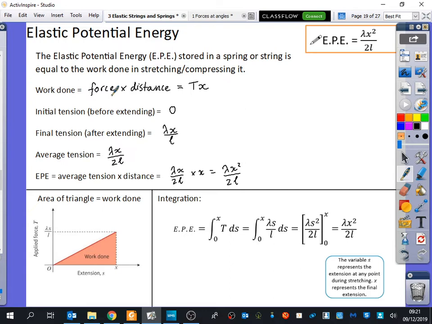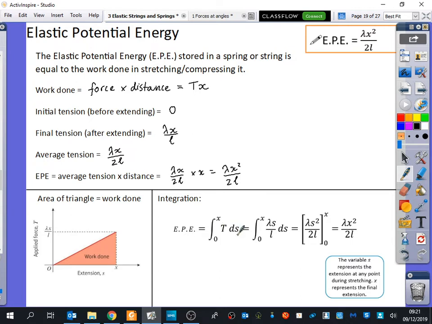And then the more formal way of thinking about this is integration. This integration is going to link to the area of something, okay? So we're now going to say the elastic potential energy, which is the area under this graph, is you're going to integrate between 0 and x. Here's my 0 and x as my limits. You're going to integrate the tension, but this time we're going to integrate it with respect to s.